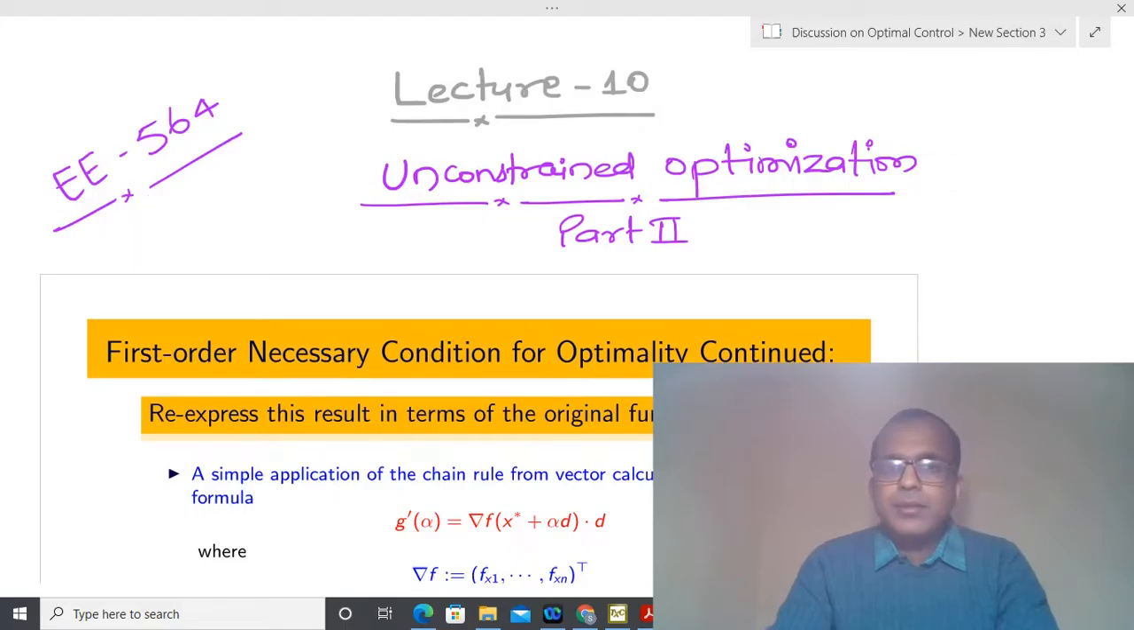Welcome back. In today's lecture, I am going to continue whatever we have learned so far. In the previous class, I started unconstrained optimization.